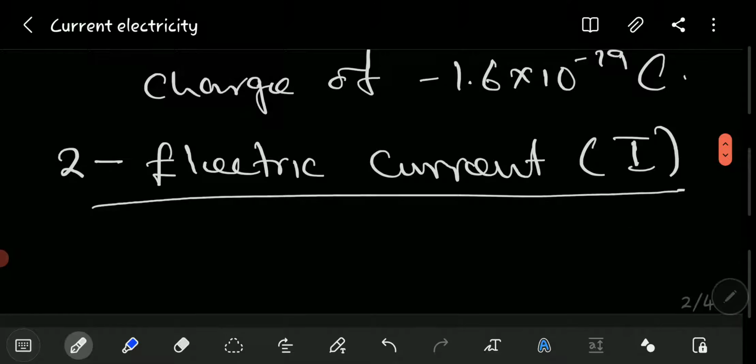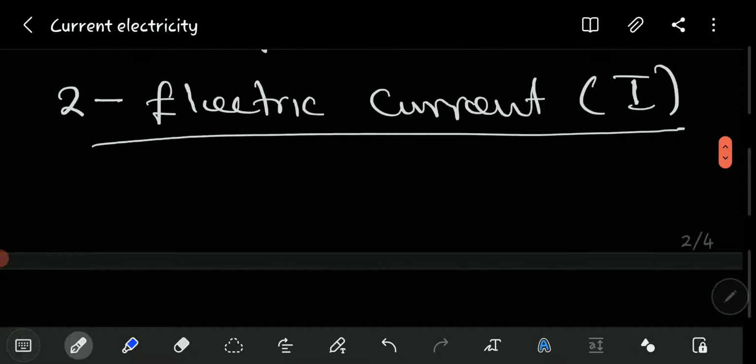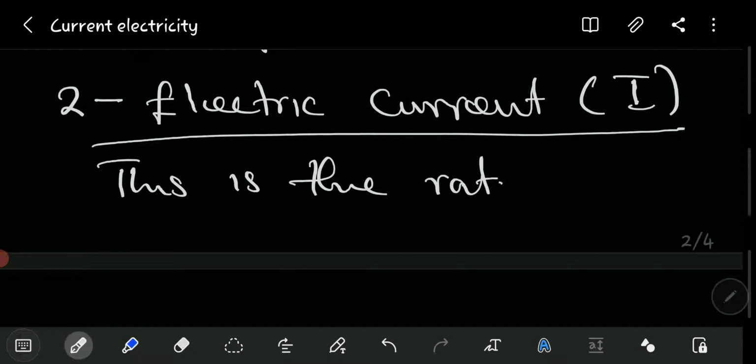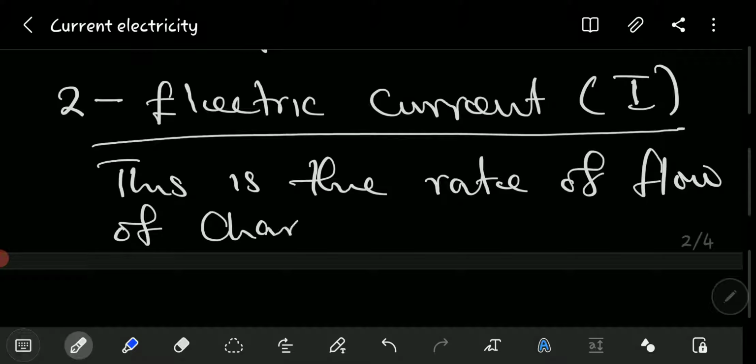Now we look at electric current, I. What is electric current? So this is the rate of flow of charge. What charge are we looking at? We are looking at electric charge. So electric current is the rate of flow of electric charge.